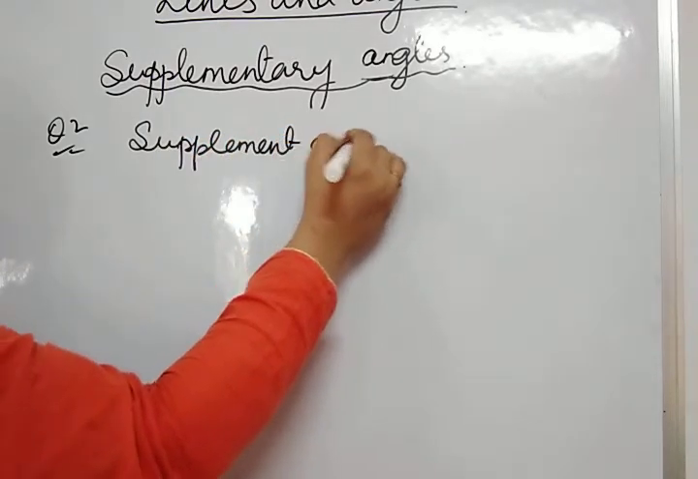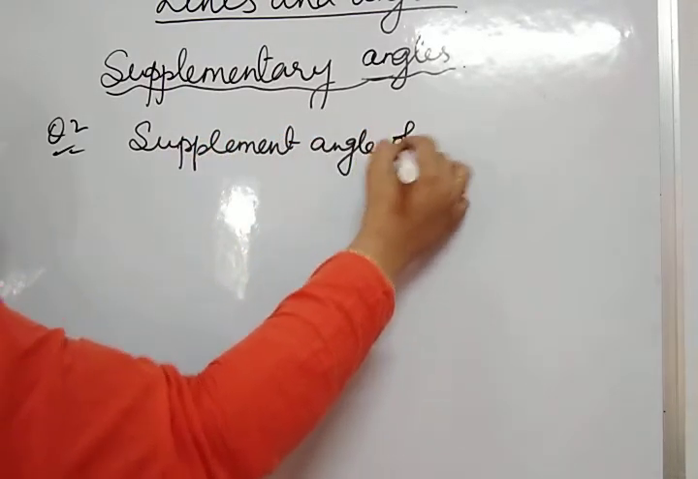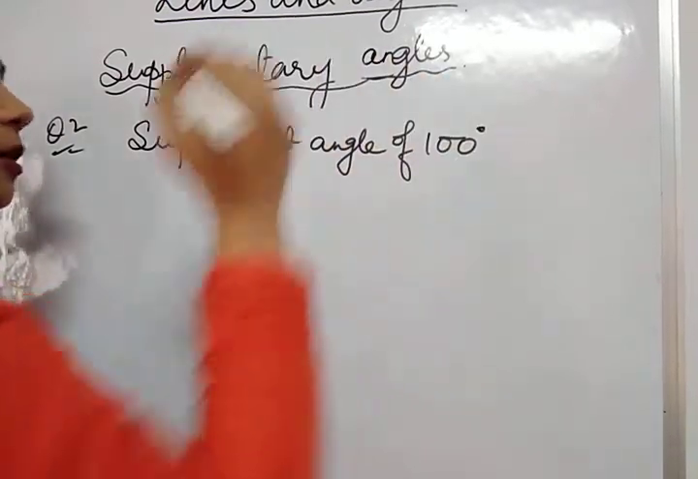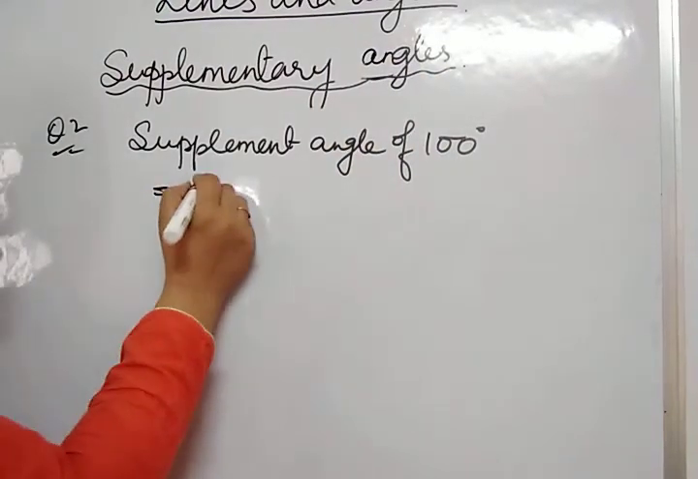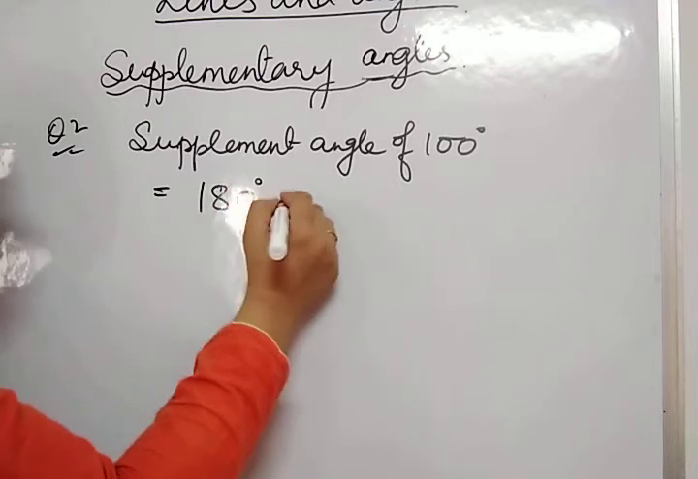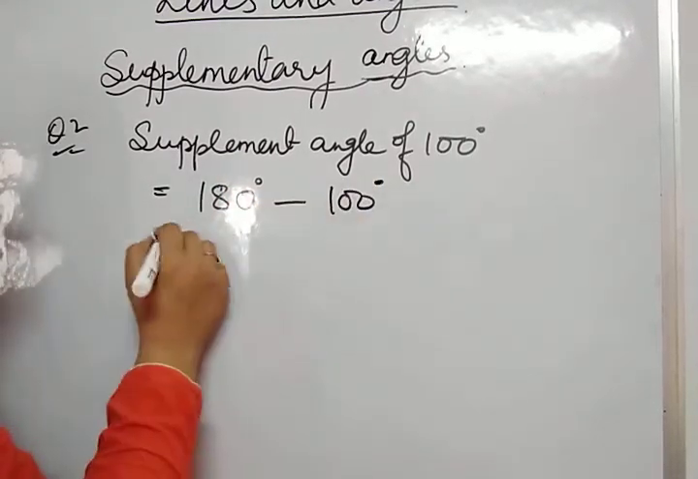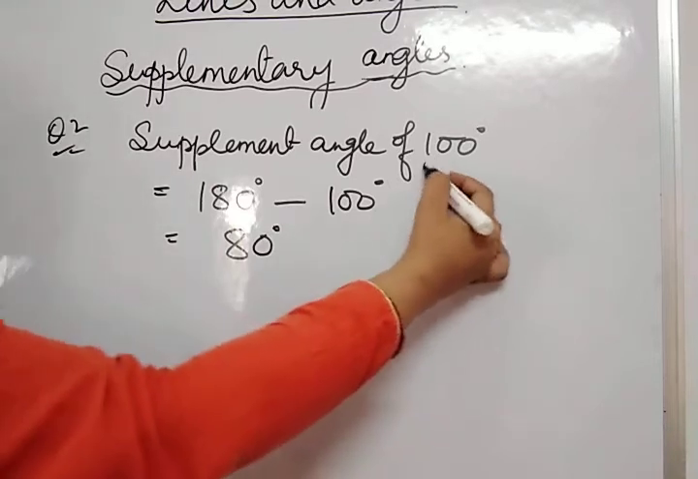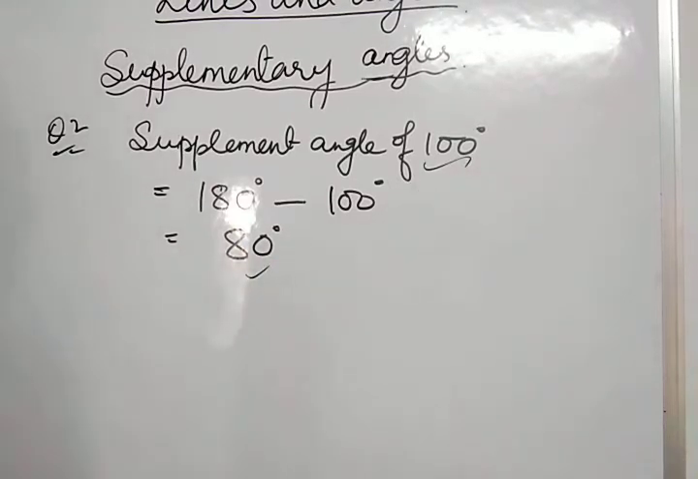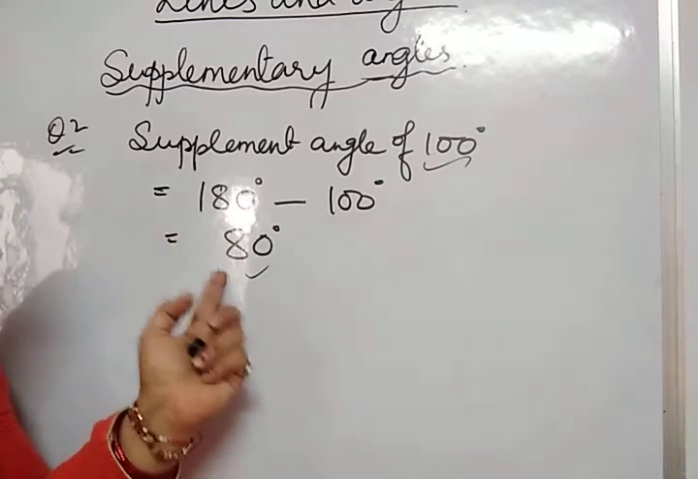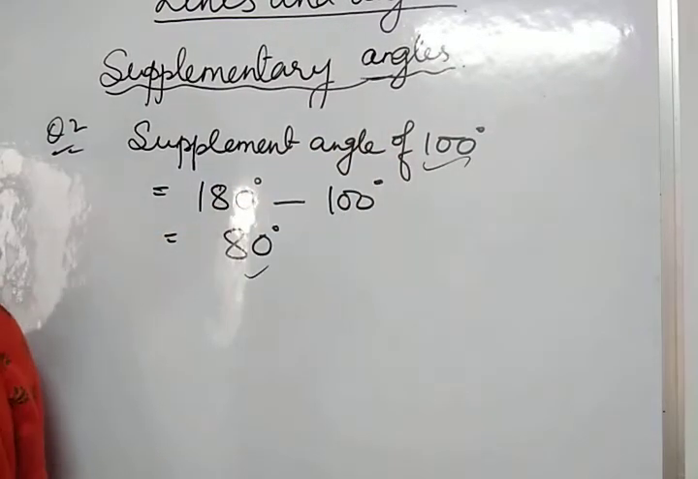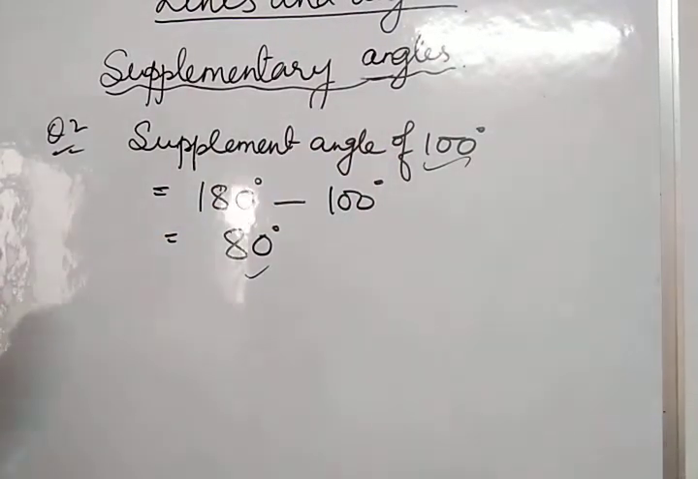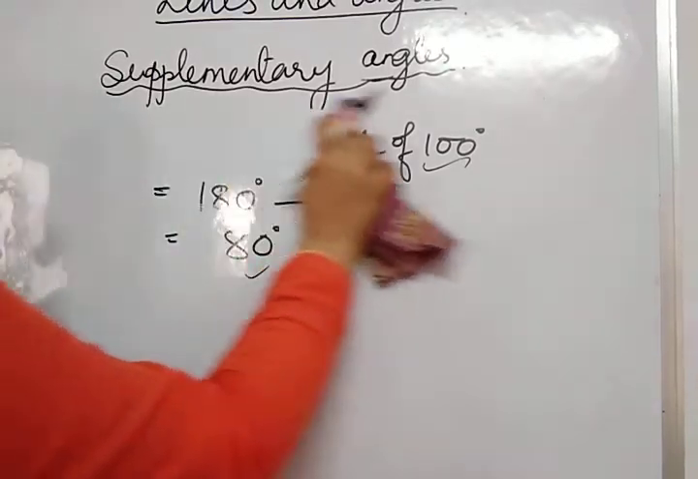Like we have to find out the supplement angle of 100 degree. For that we will subtract 100 from 180 degree, that is 80 degree. So what is the supplement angle of 100? 80. And what is the supplement angle of 80? That is 100. Okay. Now see the third question of this. Try these.